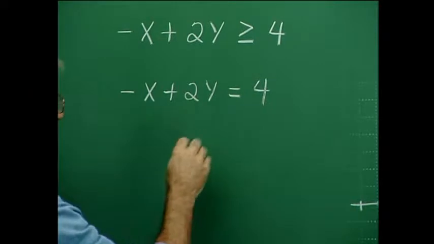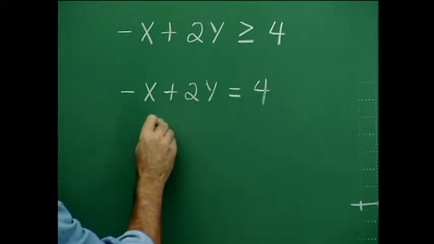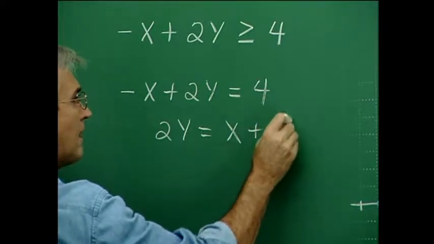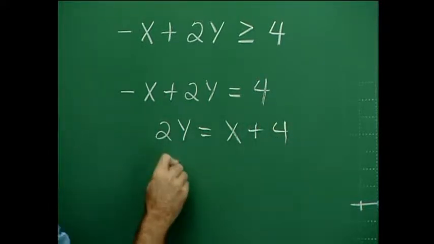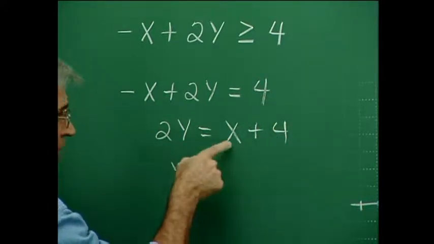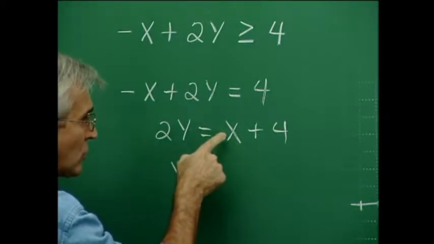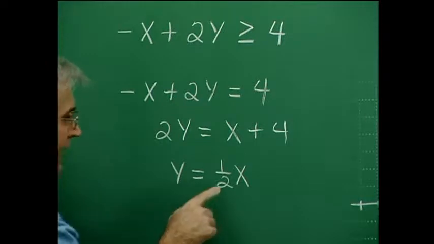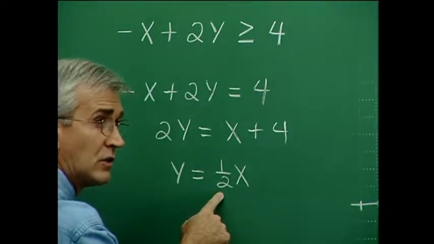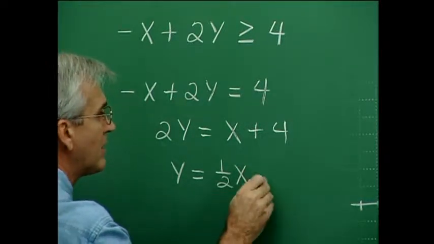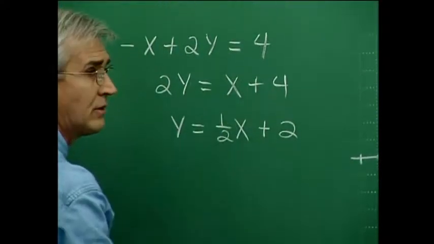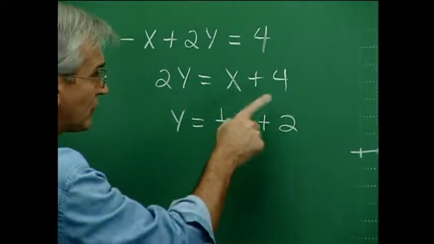All right, to construct the graph, we solve for y. So we would have, let's see, 2y is equal to x plus 4. Dividing through by 2, I would find y equals x over 2, which is the same as 1/2 x. I want to write it like this so that I can see the distinct slope of the line that I'm dealing with, because I'm going to use the slope-intercept form. When I divide here by 2, I get 2.